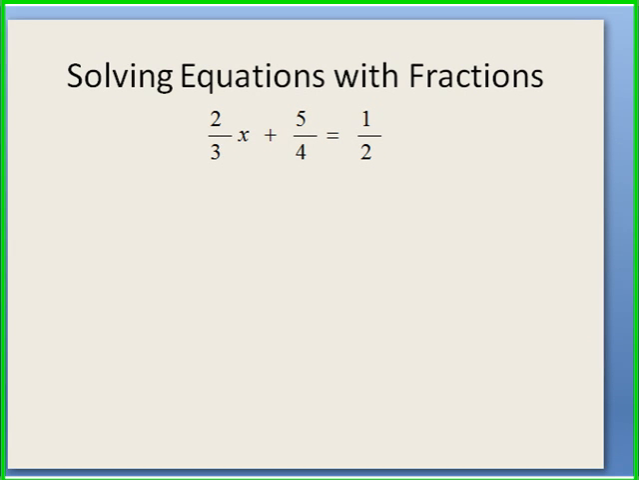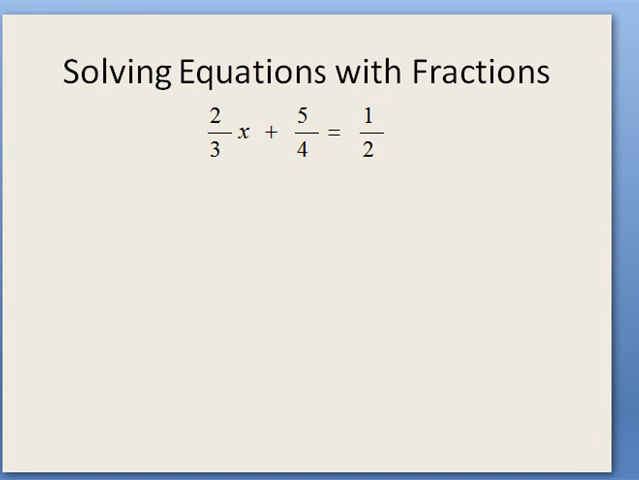The first thing you want to do is look at your equation and at the denominators that you have in the equation. So here we have 3, 4, and 2, and at that point you want to think, what would be my least common denominator? Considering the 3, 4, and 2, what would be the least common denominator? In this case, that would be 12. 12 is the smallest number that 3 goes into, 4 goes into, and 2 goes into.